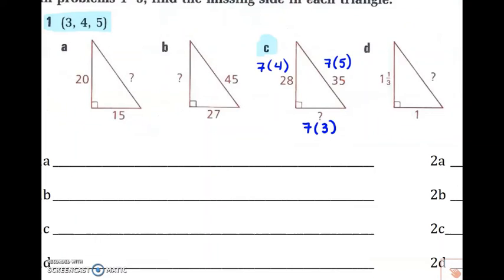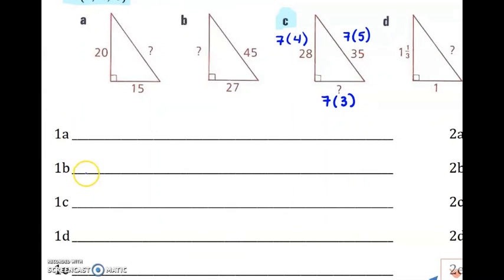Now let's write this up. The notation that I'd like you to use is to write the scalar, then the family. That's the missing side, so I'm going to underline it. So 7 times 3 implies the missing side is 21.